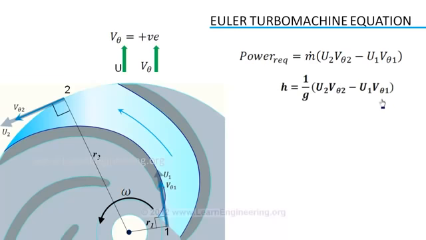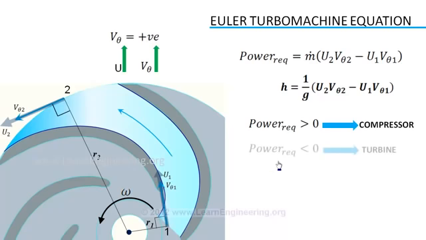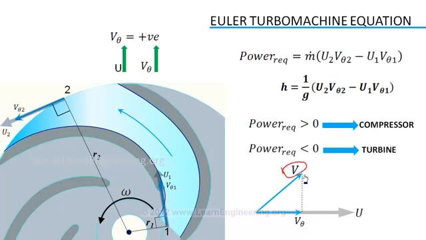If power required by the fluid is positive, it means the fluid is absorbing energy, or the device is acting as a compressor. Otherwise, the fluid is losing energy, so the device acts as a turbine. V theta more precisely means the component of fluid velocity which is parallel to blade velocity. But determination of fluid velocity is a tricky affair in turbomachinery, since we are dealing with rotating components. For this purpose, we should understand the concept of velocity triangles.